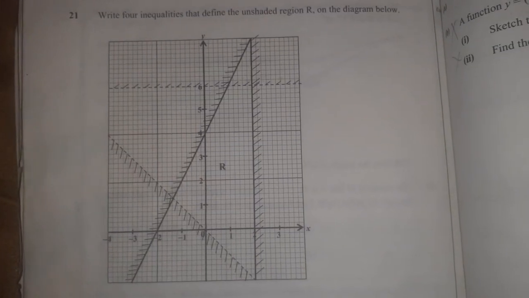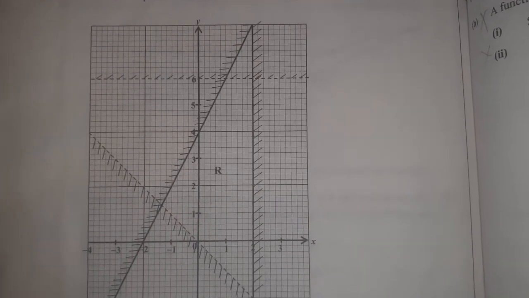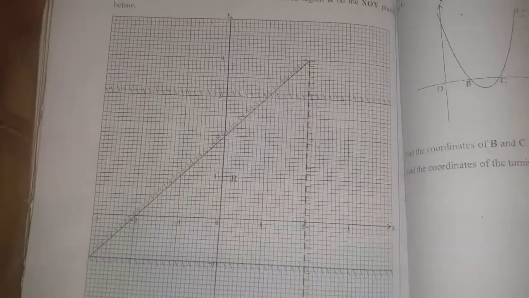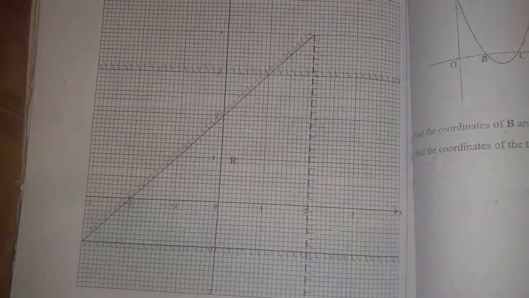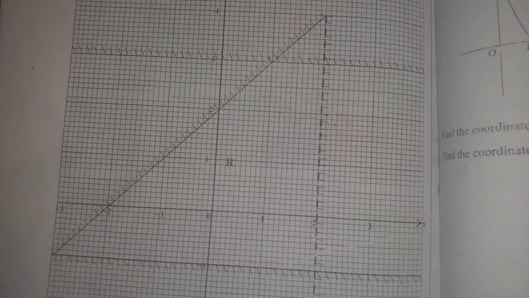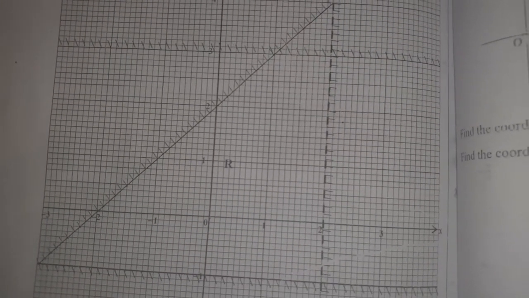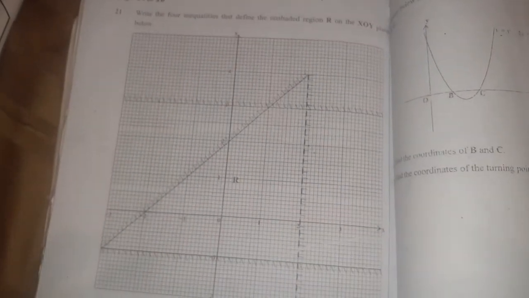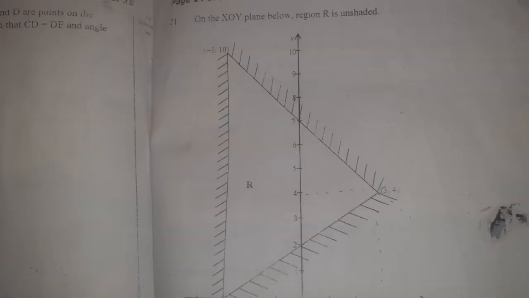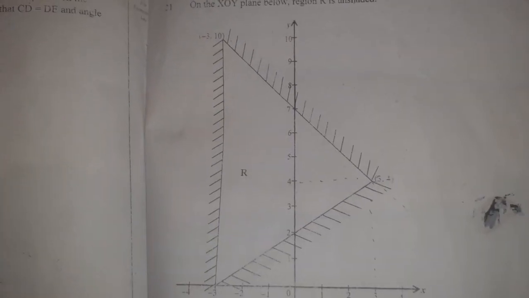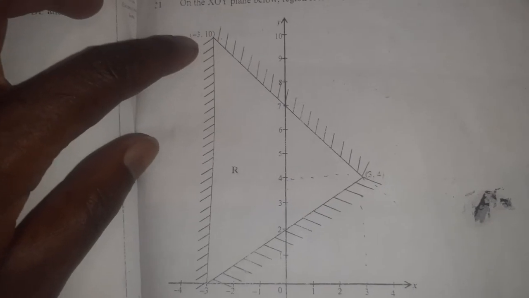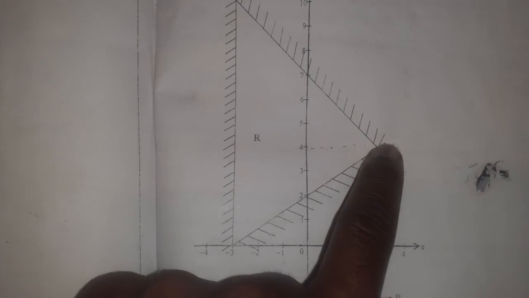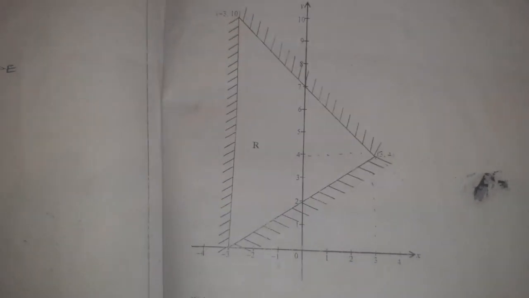There's also this one here. I hope you're able to see. So these are from the past examples. There's also this one. I hope you're able to see the points here. There's also this one. I hope you're able to see the coordinates. This is -3, 10. This is also -3 here. This one is 3, 4.